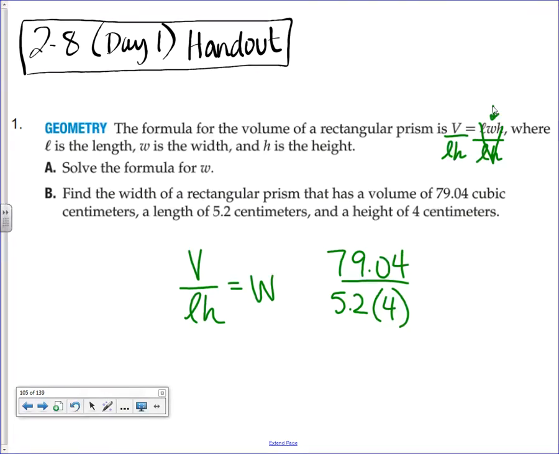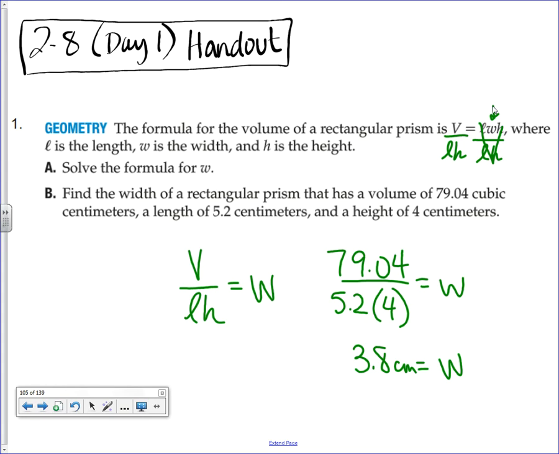So when you're doing this, make sure that you type everything in properly. Remember, this is going to be equal to W. I am getting W is 3.8, and this would be centimeters. 3.8 centimeters.